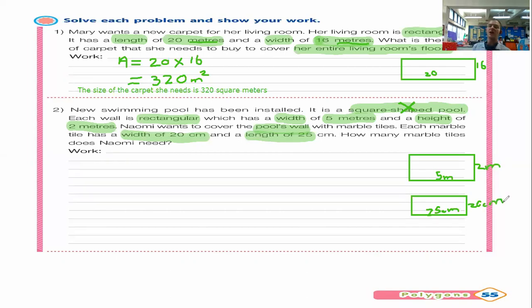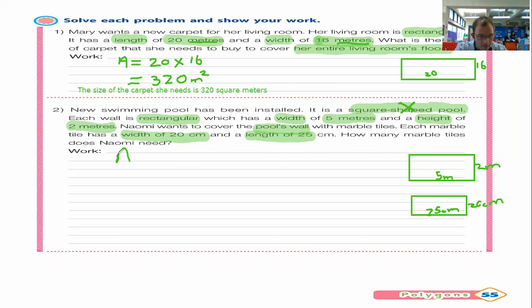But why would they say the swimming pool is a square-shaped pool? The reason they tell us that is because they want us to multiply by 4. Because there's going to be 4 walls. And we want to cover the entire pool walls with marble. So that's why at the end we have to multiply by 4, and then we have to use division again. So first, let's calculate the first one.